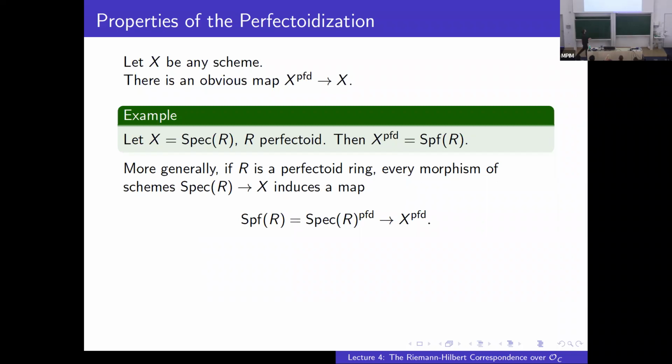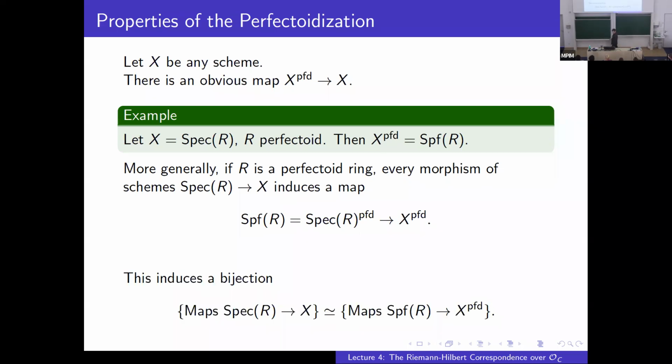More generally, let's say X is any scheme, but I give you a map from spec R into X, where R is a perfectoid ring. Then I can take the perfectoidization of that map, and that'll give you some map from the formal spectrum of R into this X puft. And that construction is bijective. So for any scheme X and any perfectoid ring R, R-valued points of X are the same as R-valued points of the perfectoidization, modulo the caveat that on the right-hand side, the points mean spf R-valued points rather than spec R-valued points.